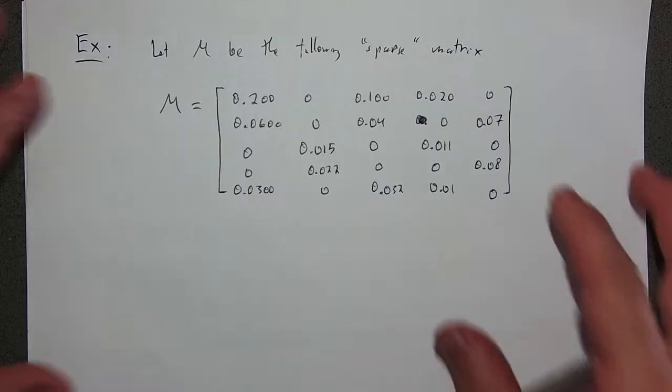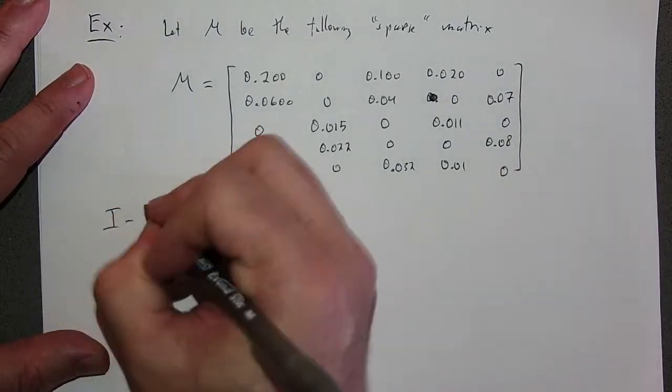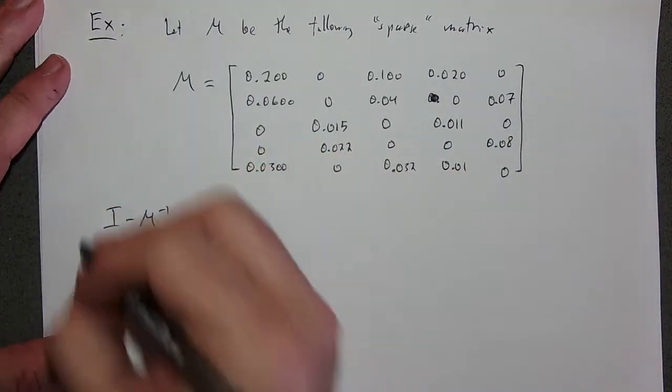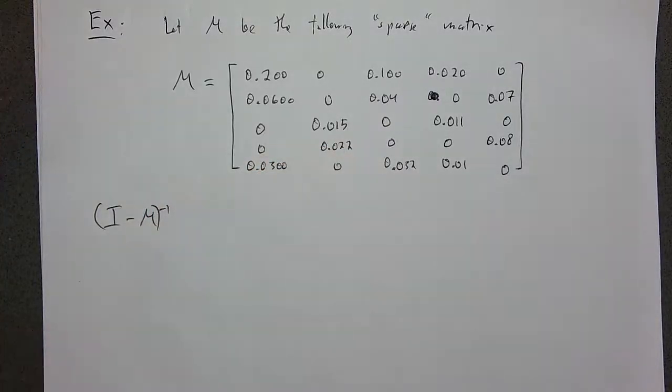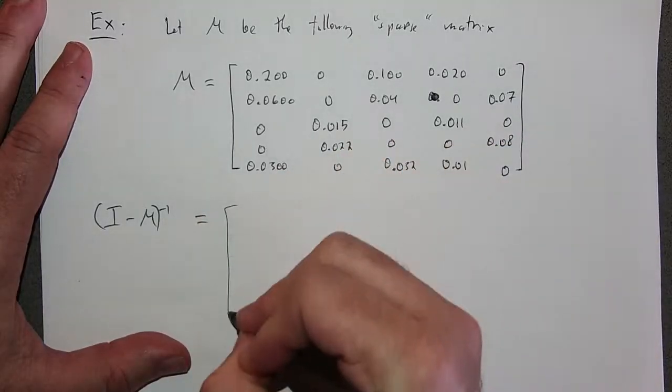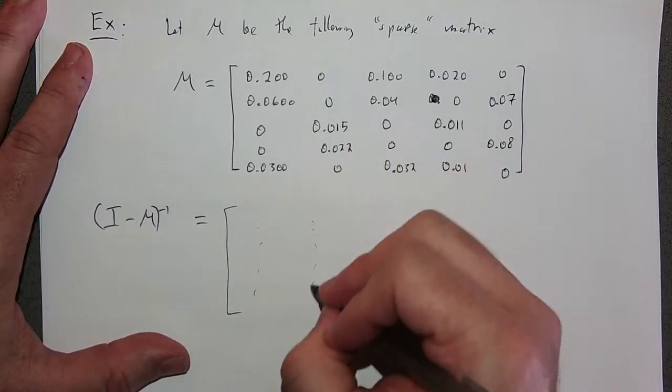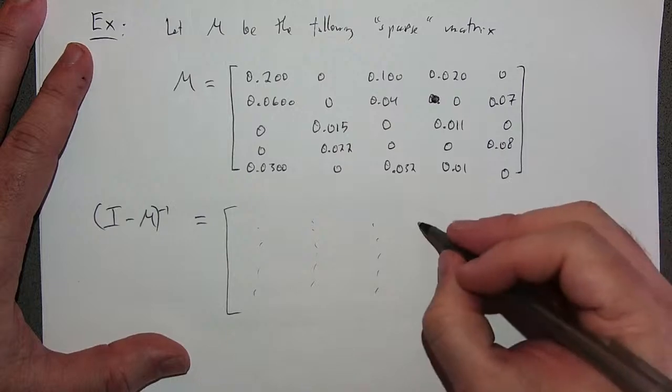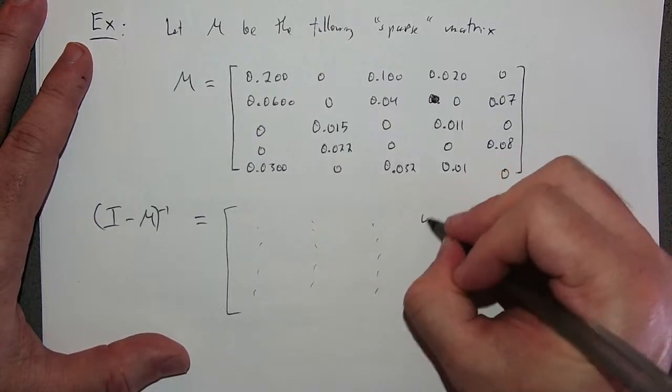Now, what is I minus M inverse? I'm not going to write out this full thing. You can see it in your notes. I'm just going to indicate the fourth column here specifically.